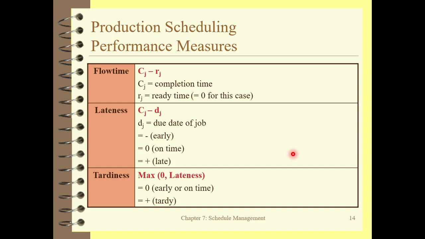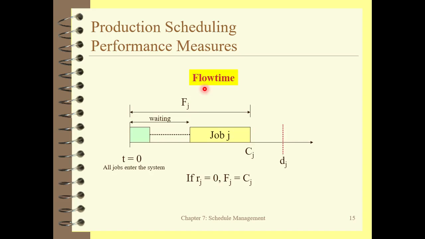In this case, the basic metrics that you can use consist of three: flow time, lateness, and tardiness. The flow time is equal to CJ, the completion time, minus RJ. Actually, RJ is the ready time of the job, and we assume that all the jobs are ready at time 0. So all RJ is equal to 0. So the flow time is equal to the completion time, like this one. So you have job J here. Job J finishes at time CJ. This is the flow time of job J.